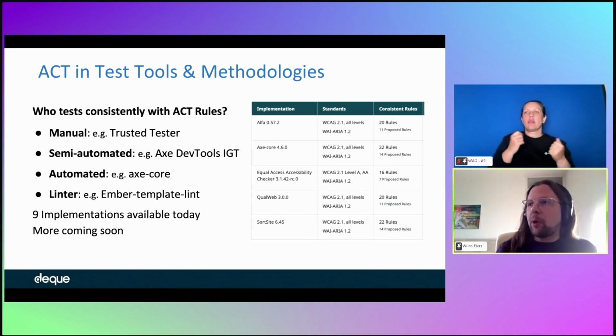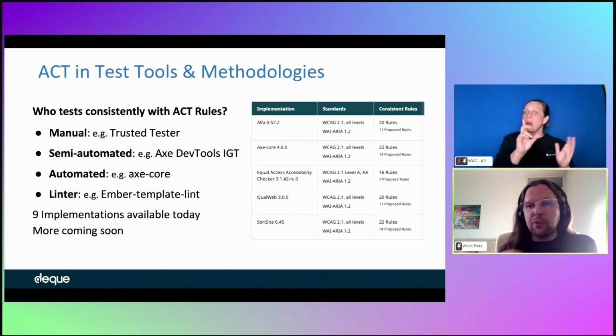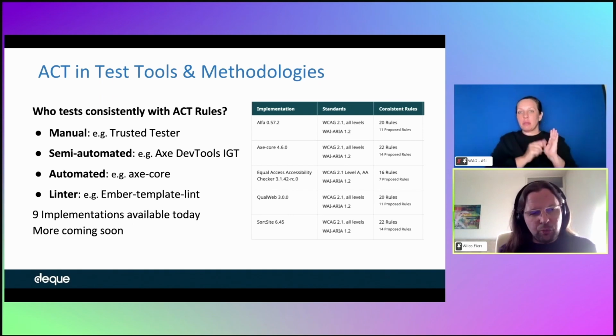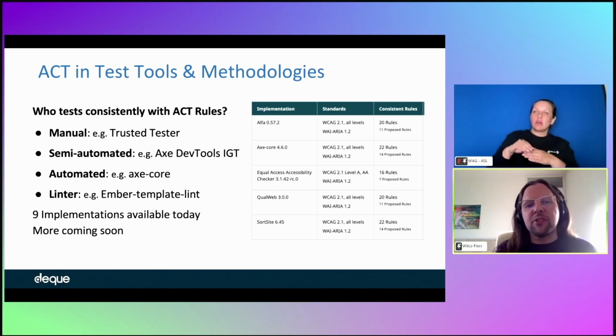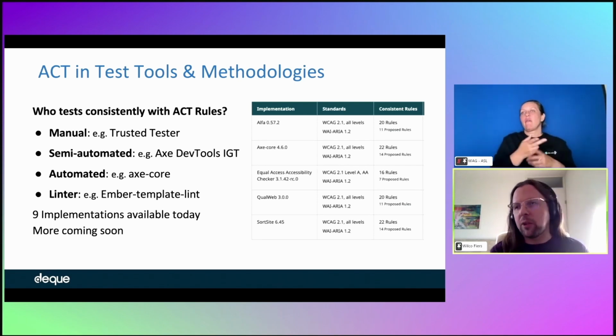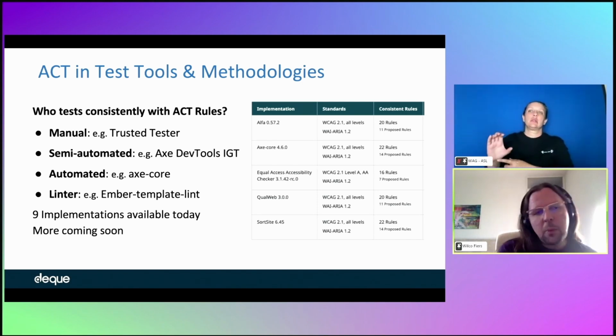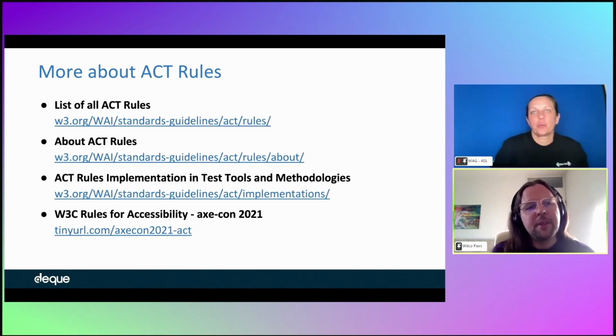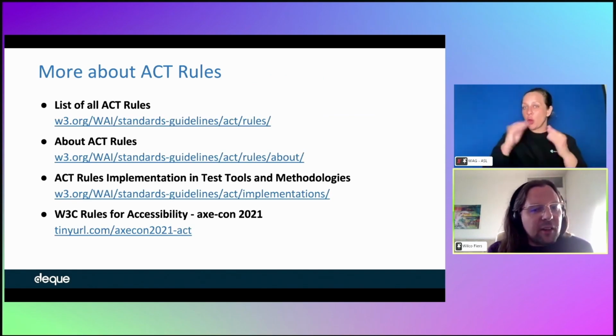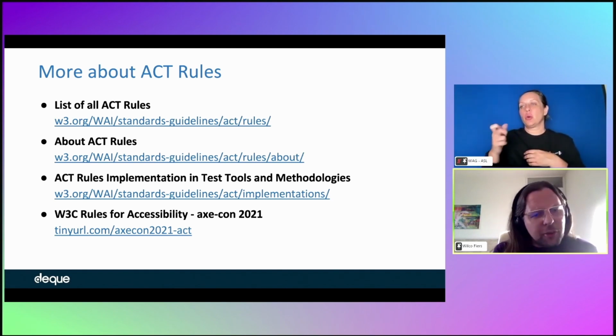This is all based on published information. So these vendors publish test results from the test cases they've run their solutions against, and based on what they return on the test cases, we can figure out how consistent they are and what rules they're consistent with. So this gives us some transparency about what different tools and test methodologies do, as well as how consistent they are with what the W3C intends to do. Next slide. So if you want to learn more, I did a talk about that on AxCon 2021, which you can find on tinyurl.com/axcon21-ACT.